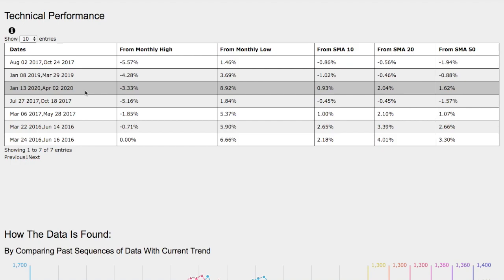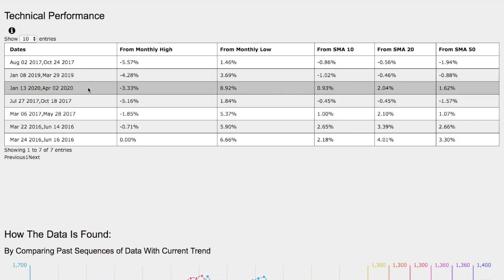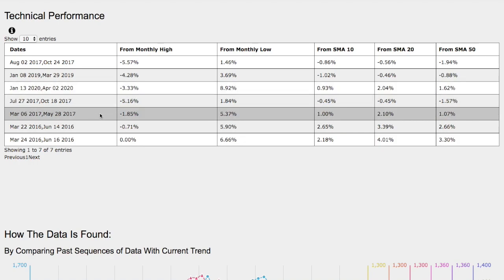And if we compare that to the trend that we just examined, it was down 1.9% from monthly high, up 5.4% from monthly low, up 1% from 10 simple moving average, up 2% from 20 simple moving average, and 1% from 50 simple moving average. The technical performance is quite similar between the current trend and the trend in question that we just examined. And let's examine silver futures.